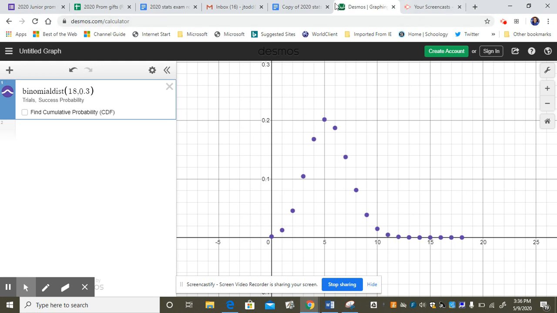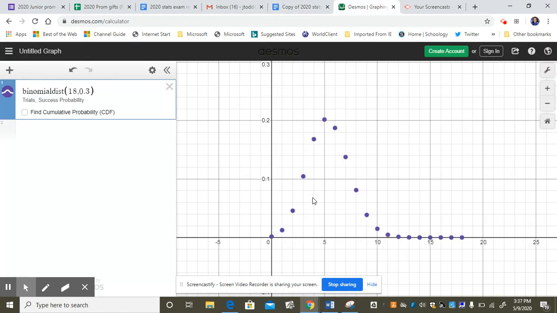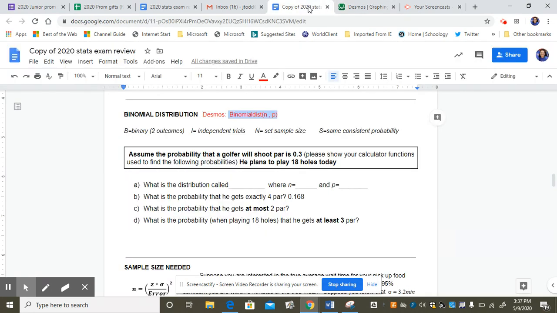The first question we're asked is, what's the probability of exactly 4? I already have the answer here, but let me show you how I got that. You can click on 4 and see the answer. You can also go to cumulative probability, and we're interested in 4 through 4. We want exactly 4. So our answer is 0.168.